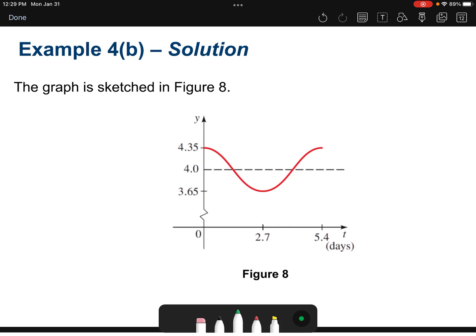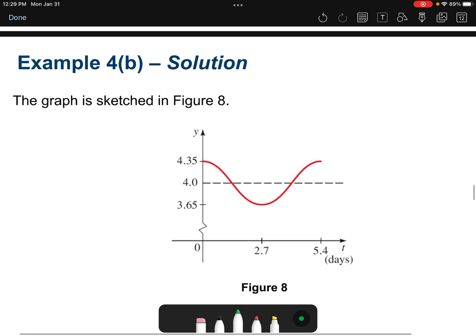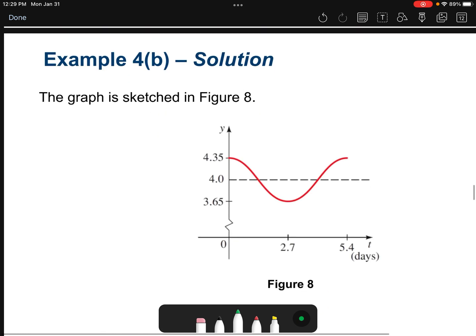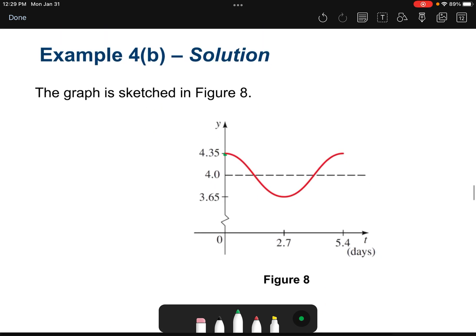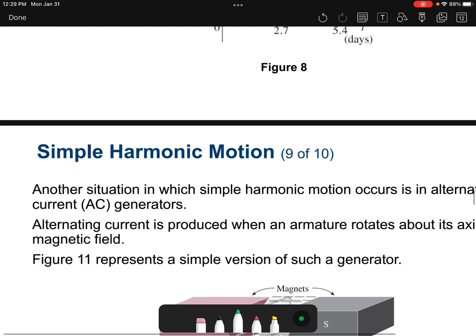5.4 days. It would oscillate between 3.65 and 4.35, and it's a cosine curve. They told us it was. So it starts up here. We don't have a horizontal shift of any kind.